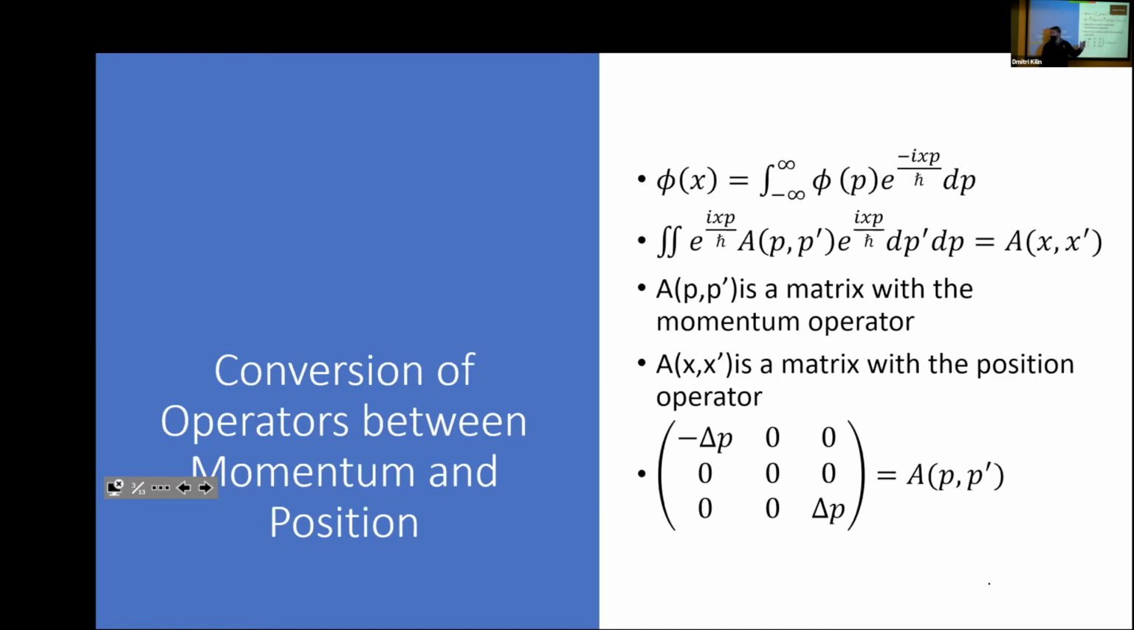I just want to remove this. Whoever is online doesn't see it, but here we have this black box blocking. Okay, please continue. It's just the matrix with a momentum operator or the position operator. And all this matrix is negative delta momentum operator, zeros everywhere else, and momentum operator.